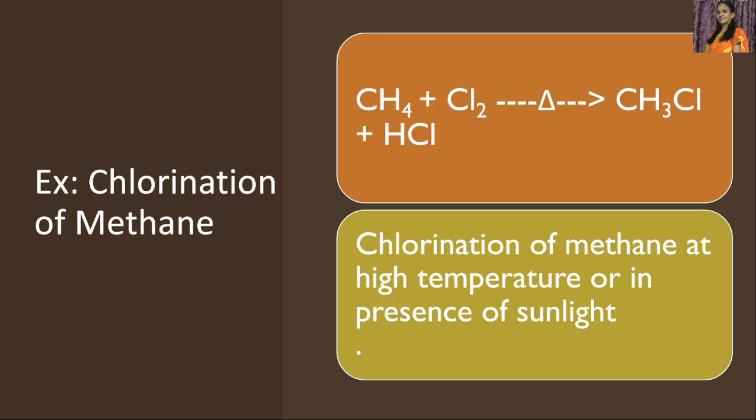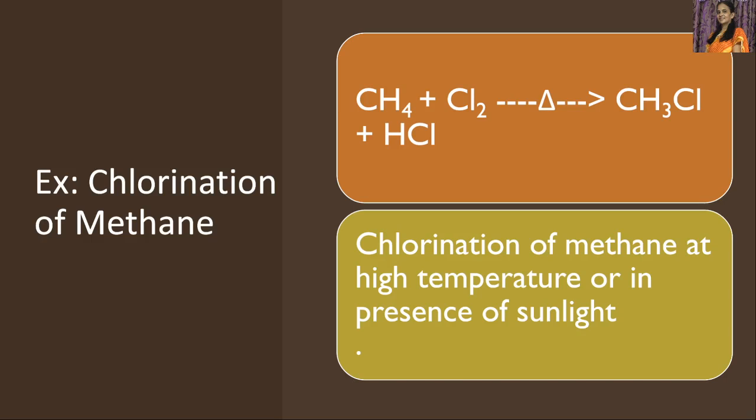Step 1 is the chain initiation step, steps 2 and 3 are propagation steps, and the last step is the chain termination step. In the chain termination step, one methyl free radical combines with a chlorine free radical to form methyl chloride, that is chain termination. Another type of chain termination is also possible, where one methyl free radical combines with another methyl free radical to form ethane. This is also one of the chain termination steps.